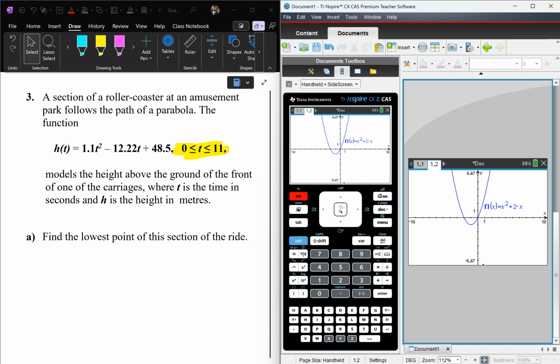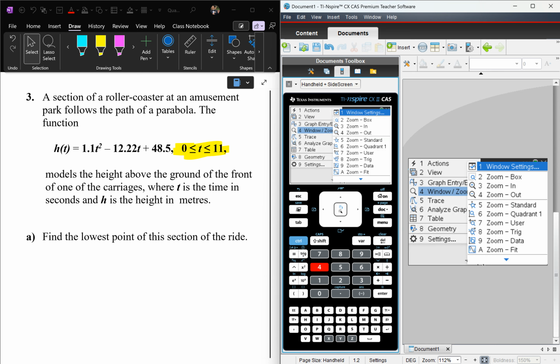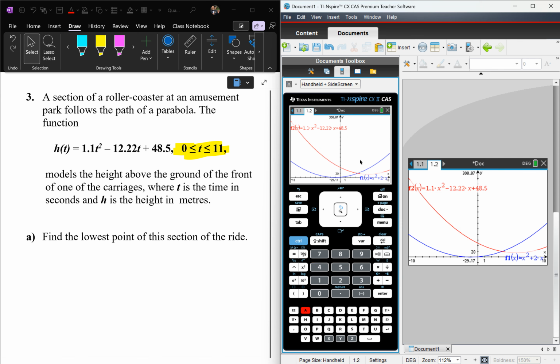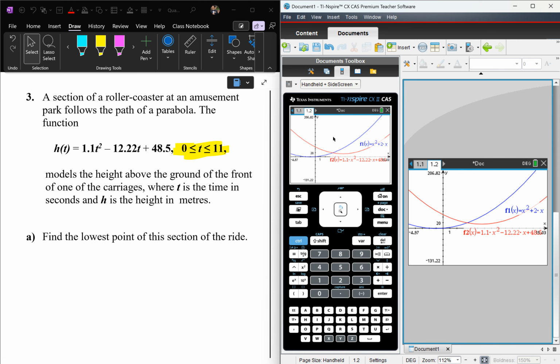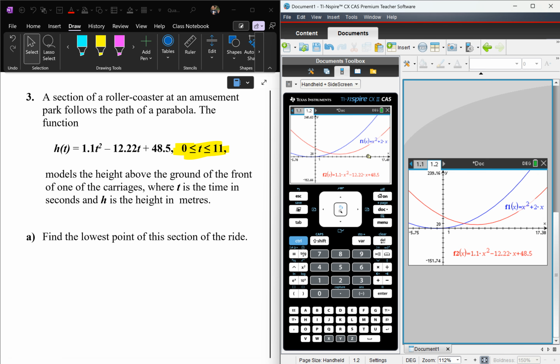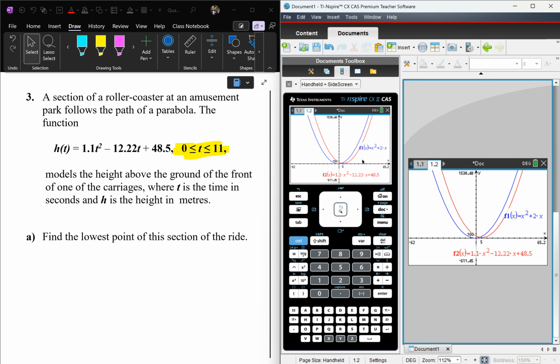Oh, I got to fix the window. Let me just show you what it looks like. Zoom fit. This is what it looks like. But can you see how it's an infinite graph right now? That's an infinite graph there, right? I don't want it to go on infinitely. I need it between 0 and 11. It can only go between 0 and 11. It can't go negative side. So I shouldn't have that red graph right now.